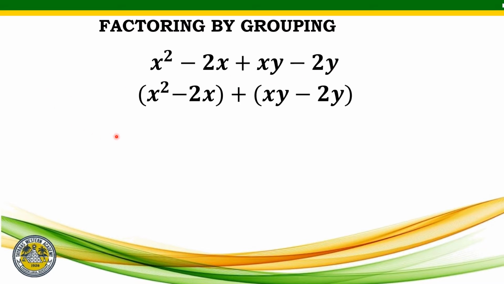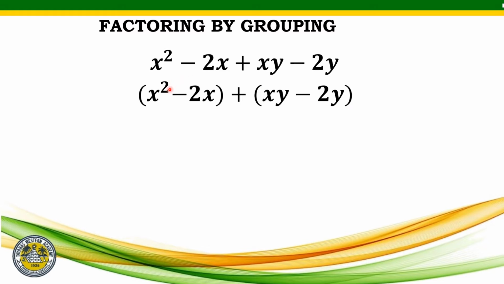So katulad ng nakikita natin sa screen, we have quantity x squared minus 2x. Nilagyan lang natin ng parentheses. Yung nasa gitna nilang sign, kokopyahin lang natin. Then xy minus 2y. So yun yung ating pag-group. Then, kukuhanin natin yung common doon sa dalawang group or dalawang nasa loob ng parenthesis natin.